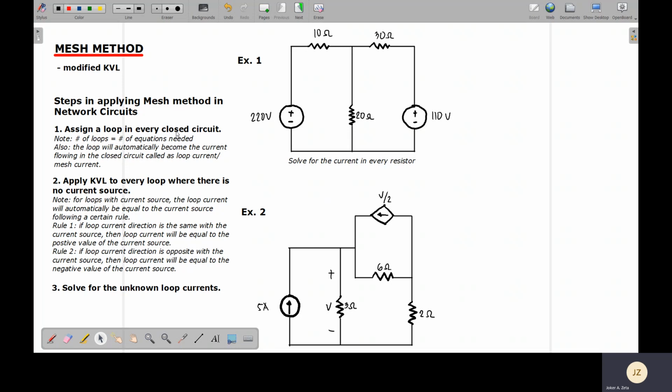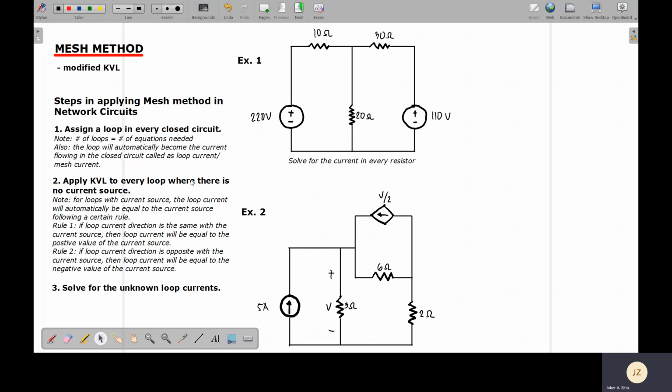Also, the loop will automatically become the current flowing in the closed circuit, called the loop current or sometimes the mesh current. So every time we assign a loop, automatically that loop will be the equivalent loop current flowing in that closed circuit. Step number 2, apply KVL.